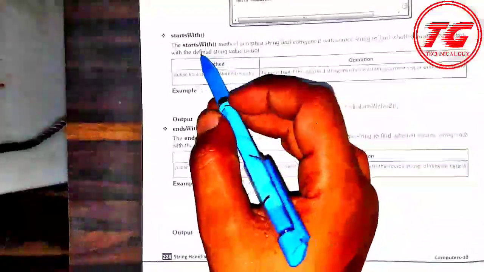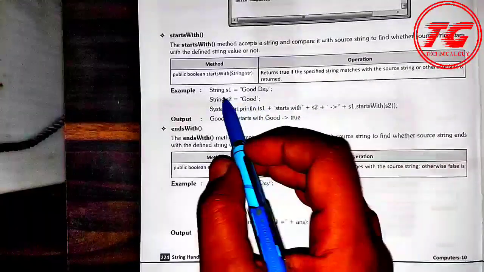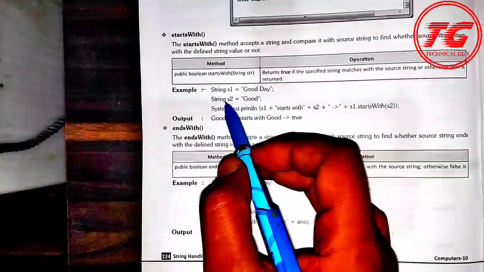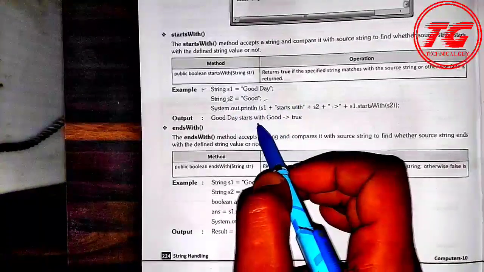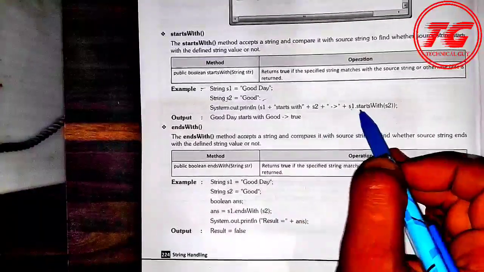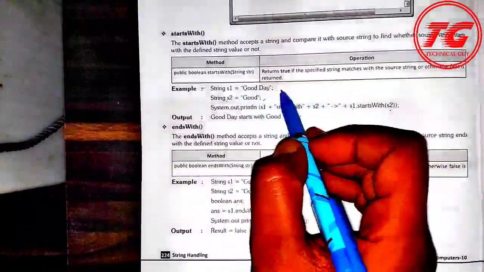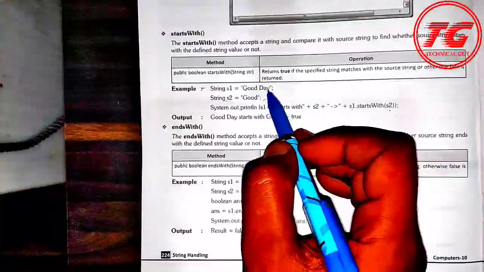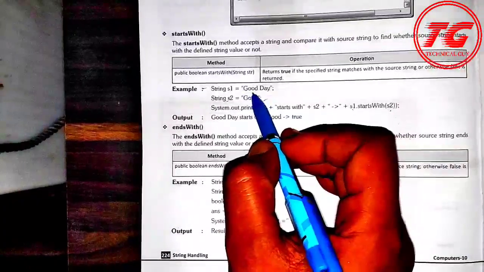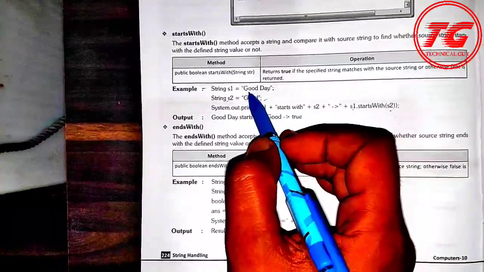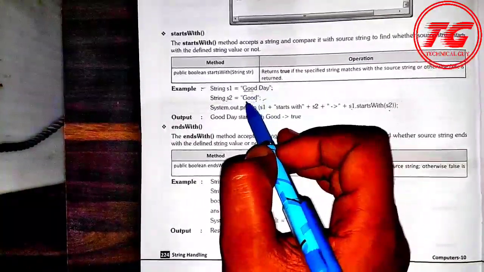Here we have the startsWith method. It will check whether the string starts with a particular string or not. Suppose we have string s1 "good day", string s2 is "good". So we will check here s1.startsWith(s2), meaning s1 is having the s2 string in the beginning, that is "good". Yes, s1 is also starting with "good", so that's why it will return true.